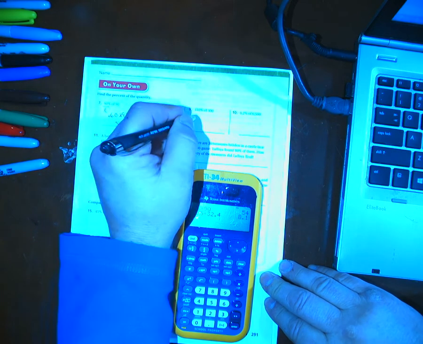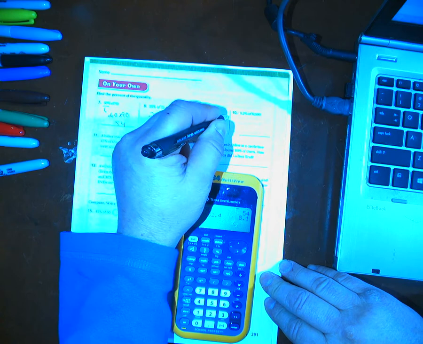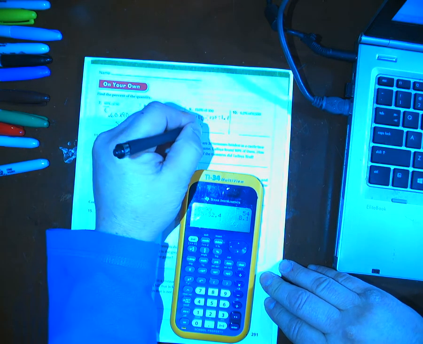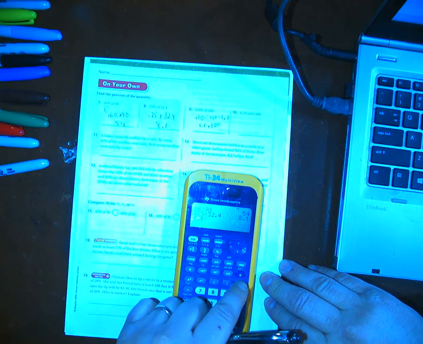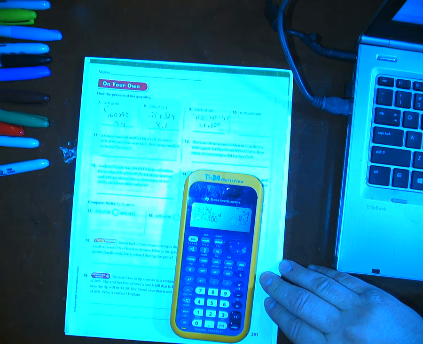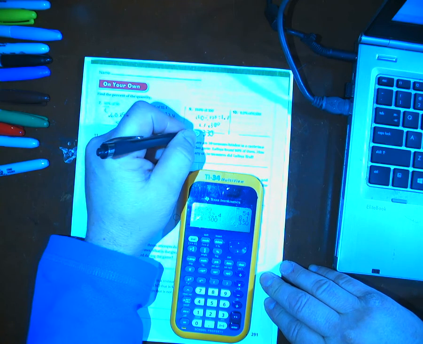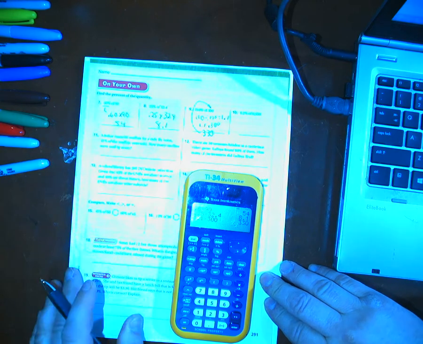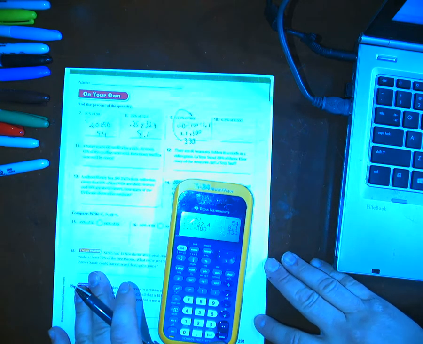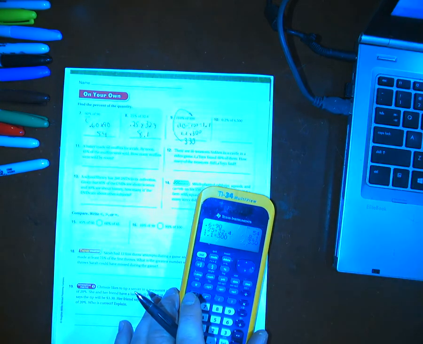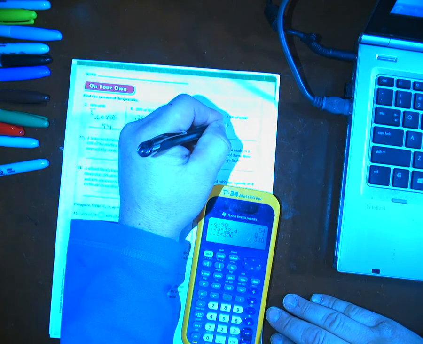Now be careful here. 110 divided by 100 is 1.1. So it's 1.1 times 300, 330. Notice it's greater than 300 because it's 110%. And then again, be careful.